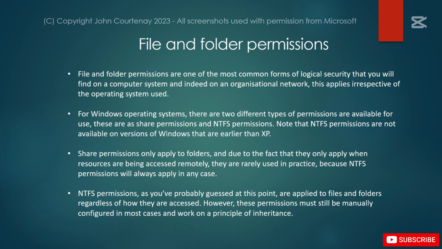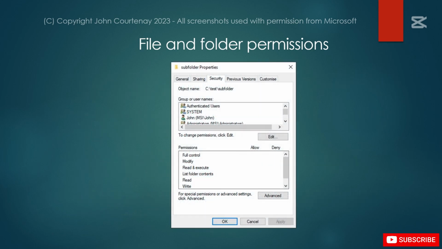To get a clearer picture of how NTFS permissions work, let's see an example of this in practice. To view the NTFS permissions for a file or folder, right-click on it and then click on Properties. When the Properties dialog box appears on screen, go to the Security tab.